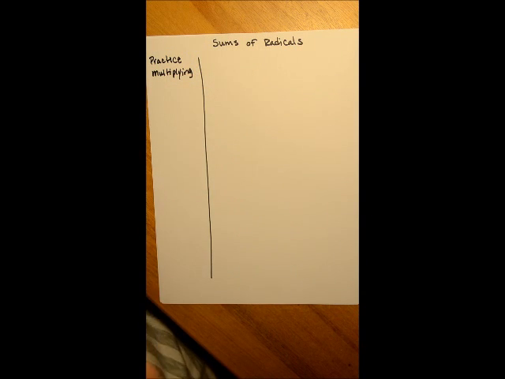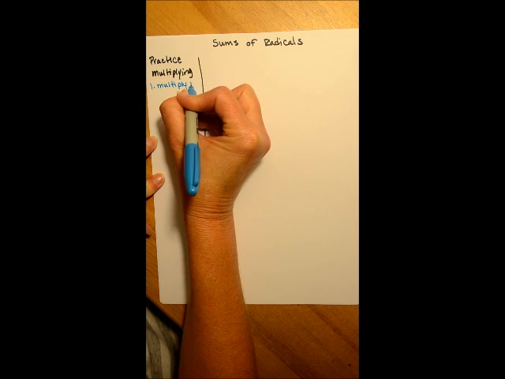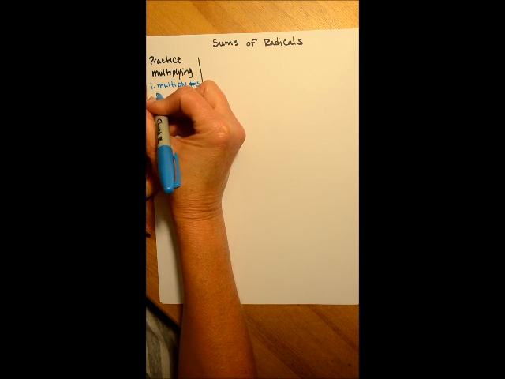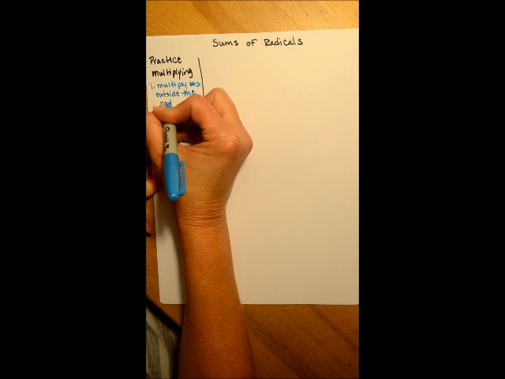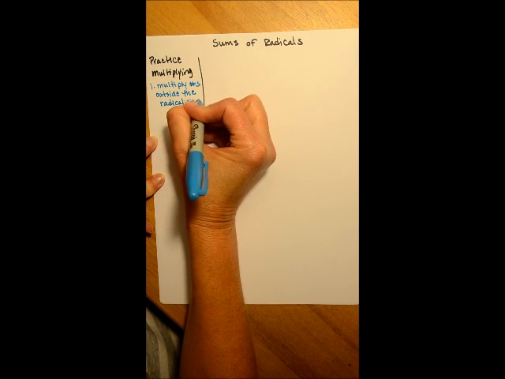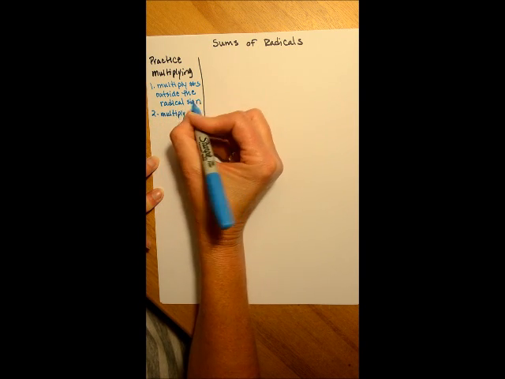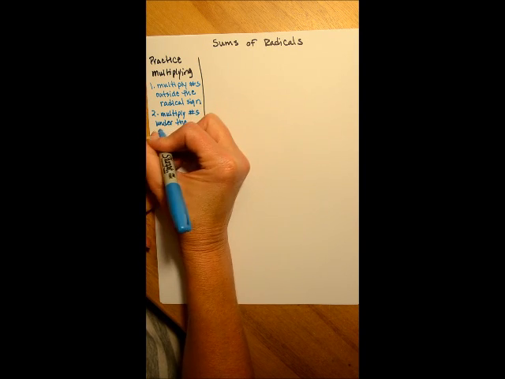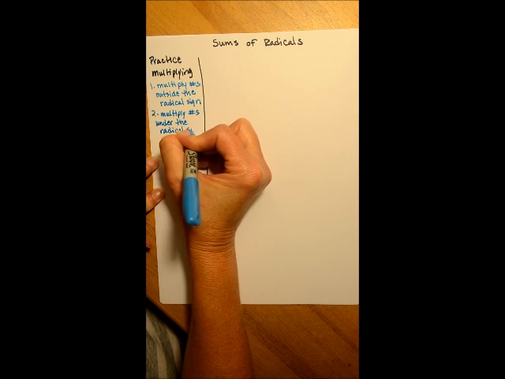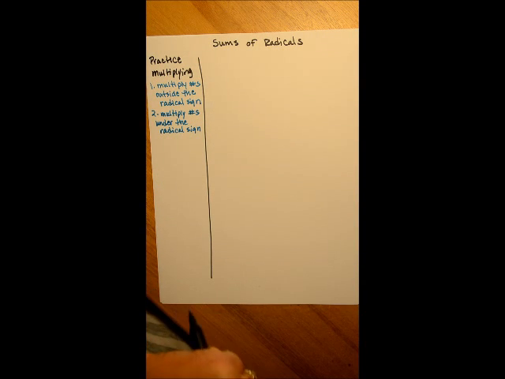Remember, when you're multiplying, let's get some steps here. First thing is multiply the numbers outside the radical sign, and then you're going to have to multiply the numbers under the radical sign. Okay, but don't multiply those numbers together because that's not the way it works.